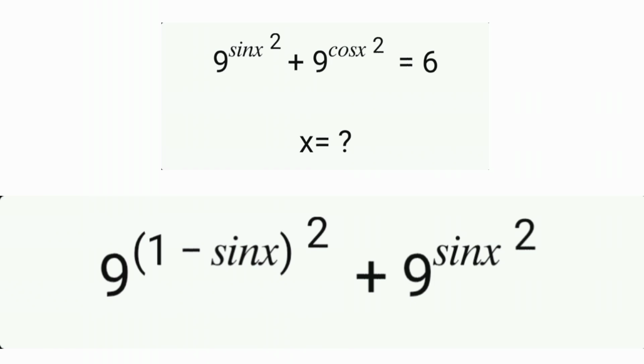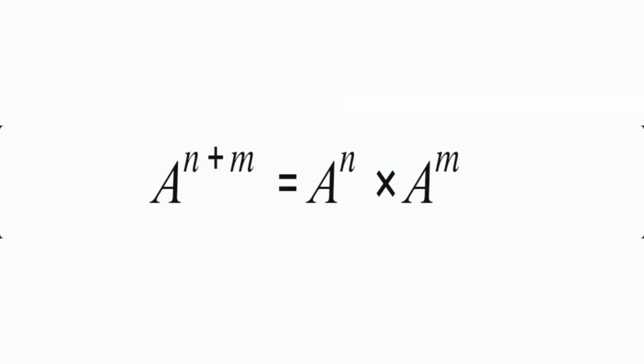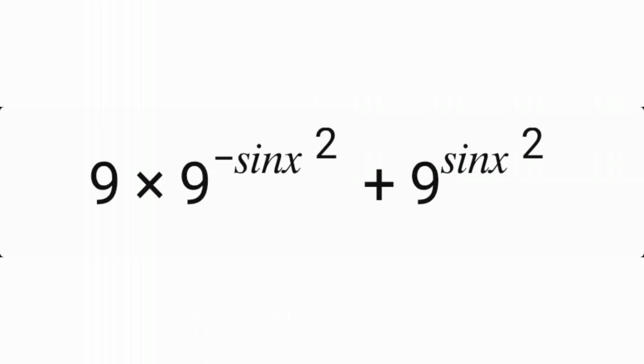squared of x. Then, after we have done that, we are going to make use of this rule that when you are given a power n plus m, the result is the same as a power n multiplied by a power m. So in our case, we are going to have 9 power 1 multiplied by 9 power negative sine squared of x plus 9 power sine squared of x.